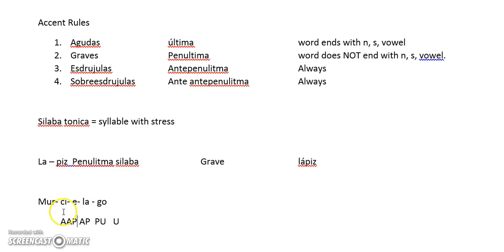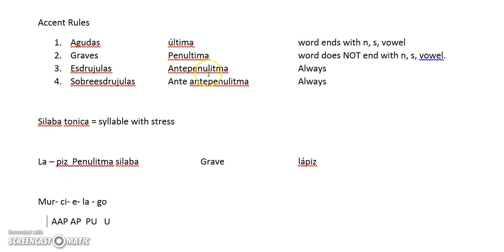They do not go back further than 4 syllables though, so there's never going to be an accent mark further back than 4 syllables. So you do separate the syllables, count backwards to see which one is the stressed syllable, and then from there you can follow the rules.